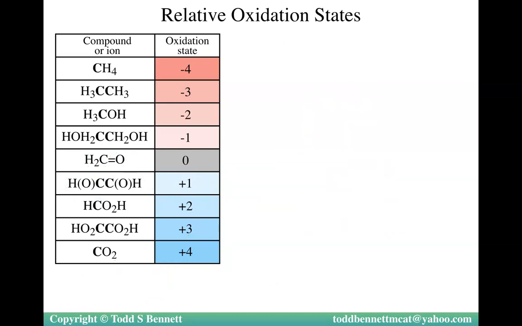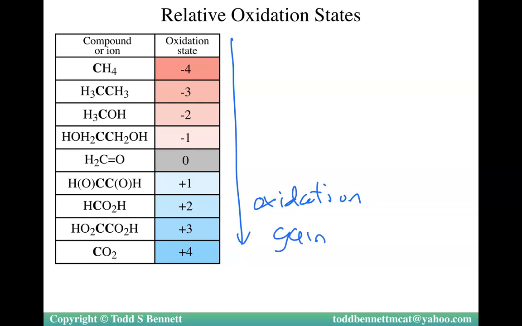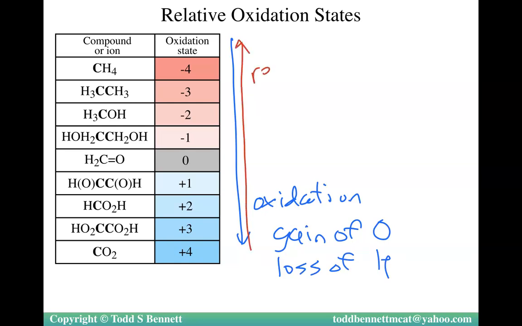The other thing I want to note: because H is less electronegative than carbon, it will always donate electron density to carbon. So carbon with a lot of H's will have a negative oxidation state. Carbon with lots of oxygens will have a positive oxidation state. So oxidation, you'll notice, is the gain of O and the loss of H. In the other direction, reduction is the gain of H and the loss of O.